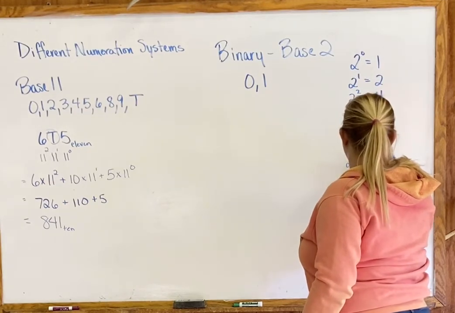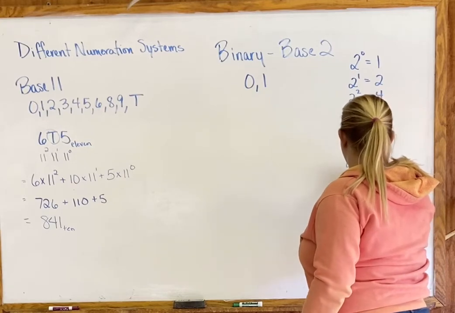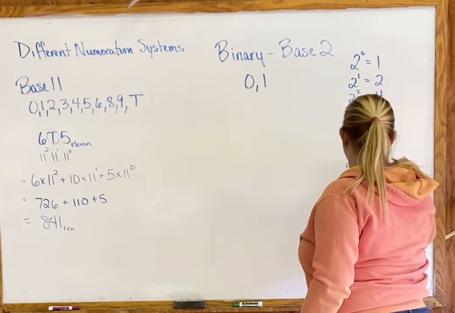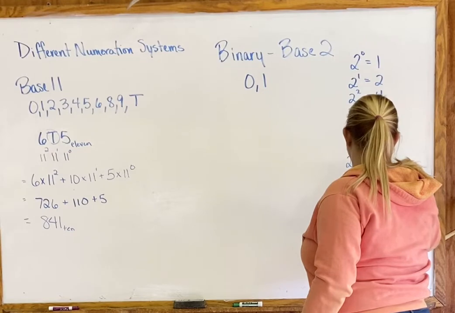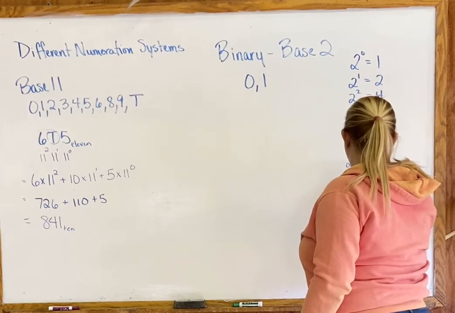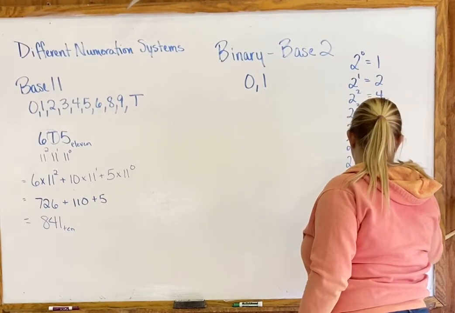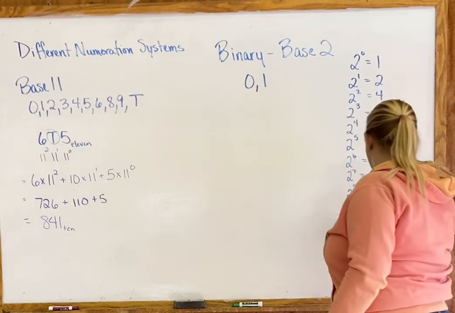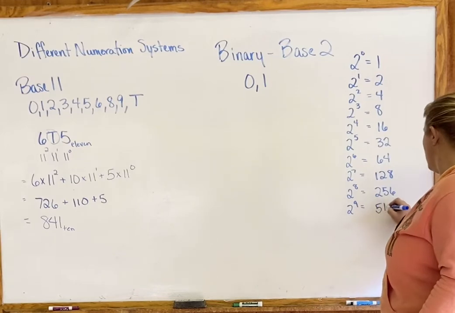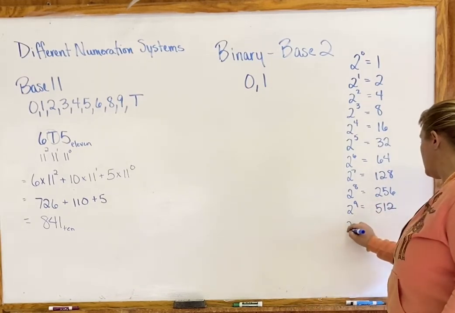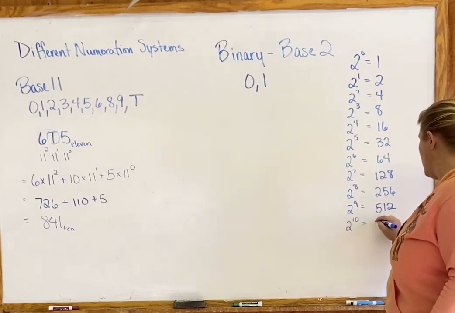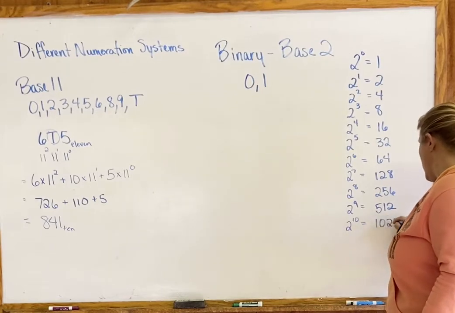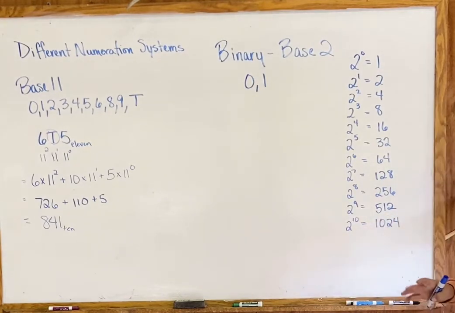2 to the 6th is 64. 2 to the 7th is 128. 2 to the 8th is 256. 2 to the 9th is 512. And 2 to the 10th is 1024. Now, it's very possible that you might have to go further, okay? But hopefully not too much, okay?